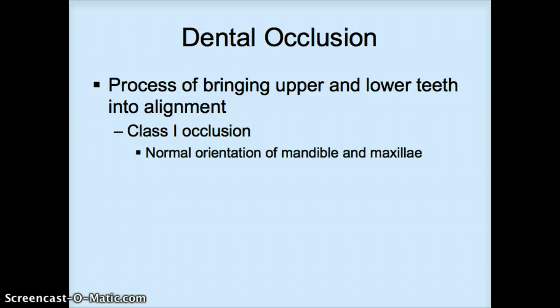A class 1 occlusion is the normal orientation of where the upper jaw, the maxillae, and the lower jaw, the mandible, come together. So this is normal orientation of the upper and lower jaws fitting together.